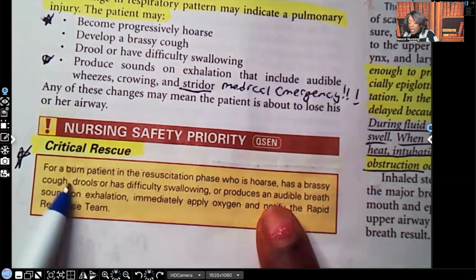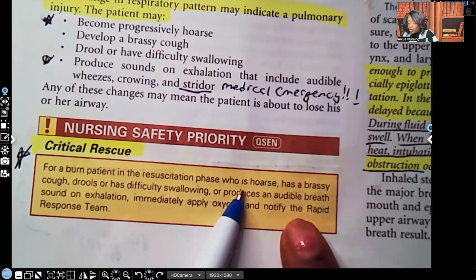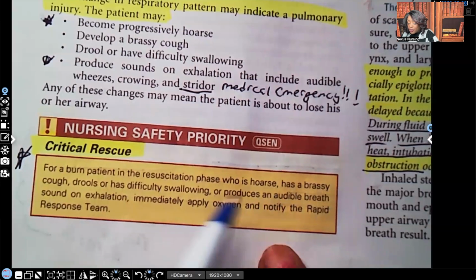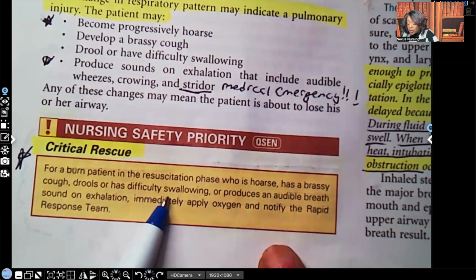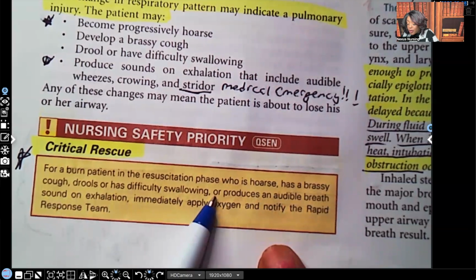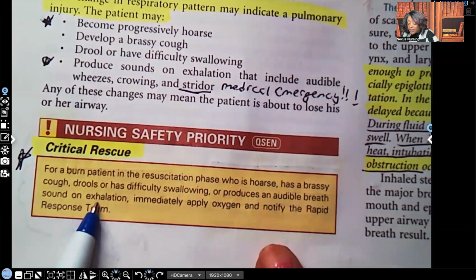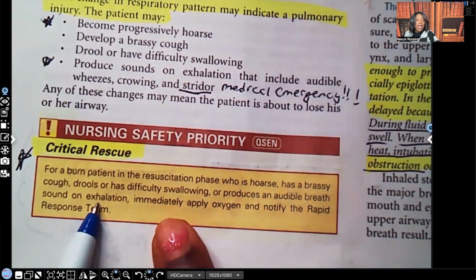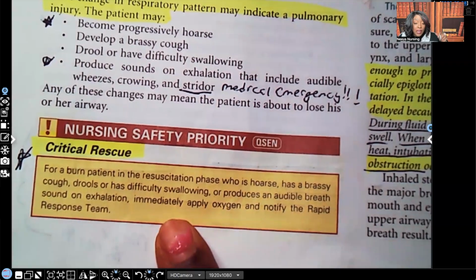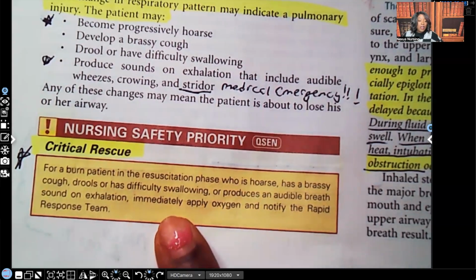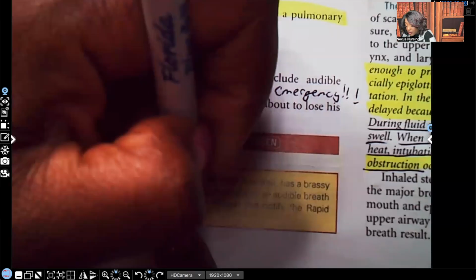Anyway, for a patient in the resuscitation phase who is hoarse, has a brassy cough, drools or has difficulty swallowing, or produces an audible breath sound on exhalation, immediately apply oxygen and then notify the rapid response team. Let's talk about this.